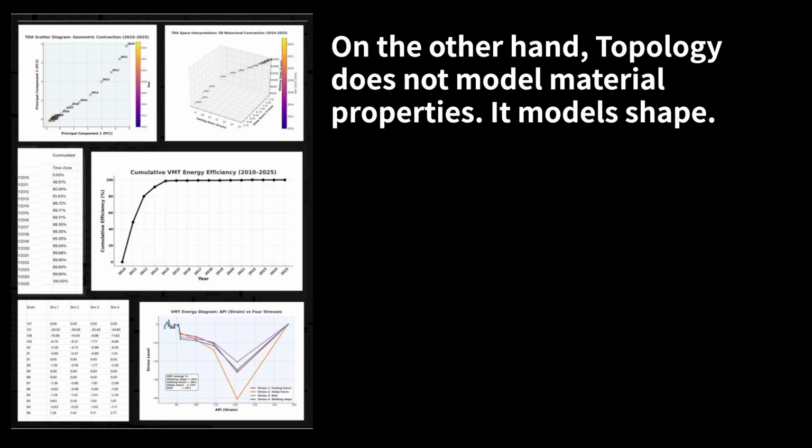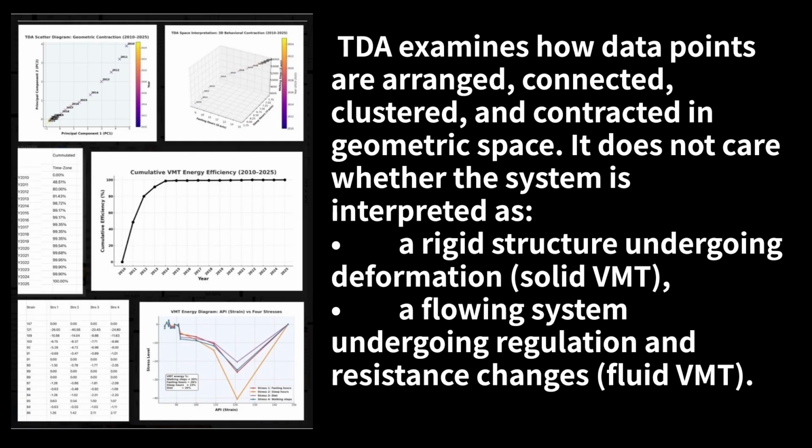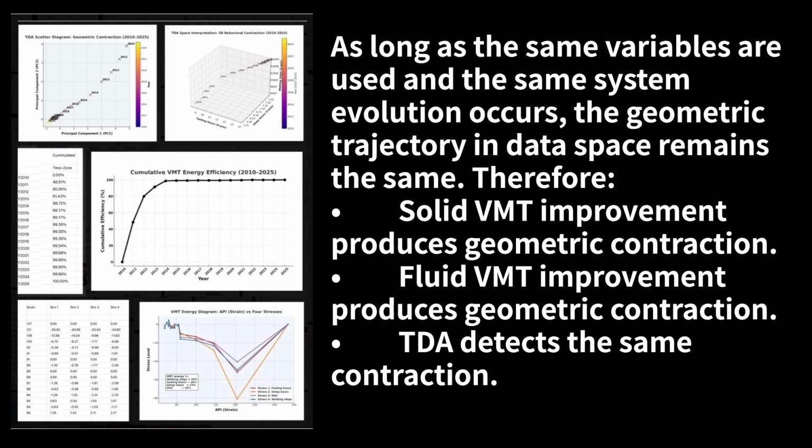On the other hand, topology does not model material properties. It models shape. TDA examines how data points are arranged, connected, clustered, and contracted in geometric space. It does not care whether the system is interpreted as a rigid structure undergoing deformation, solid VMT, or a flowing system undergoing regulation and resistance changes, fluid VMT, as long as the same variables are used and the same system evolution occurs. The geometric trajectory in data space remains the same.